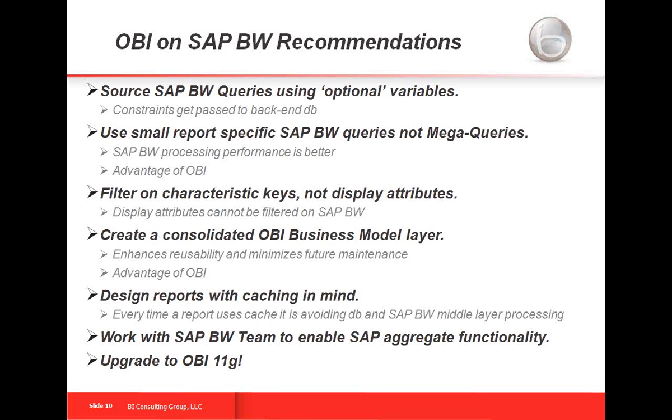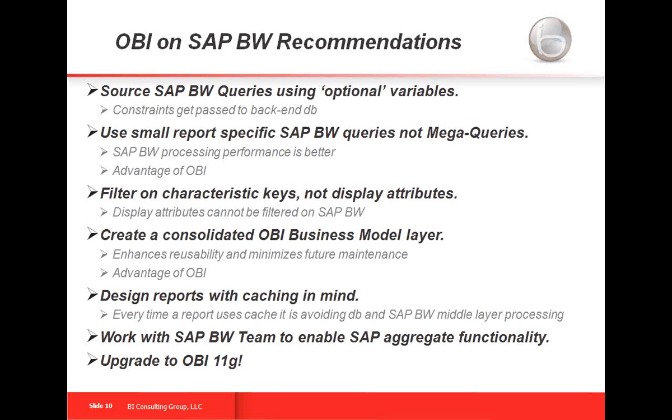Another thing to remember is that when you're filtering, filter on characteristic keys, not display attributes. The way SAP BW is designed, a characteristic, which is basically equal to a dimension, has attributes attached to it, just text attributes. They call them display attributes. If you query on the display attribute, that cannot be passed back to SAP BW or the database. Anything you've constrained on is actually not constrained in the initial request. It has to be pulled all the way back to your BI tool.